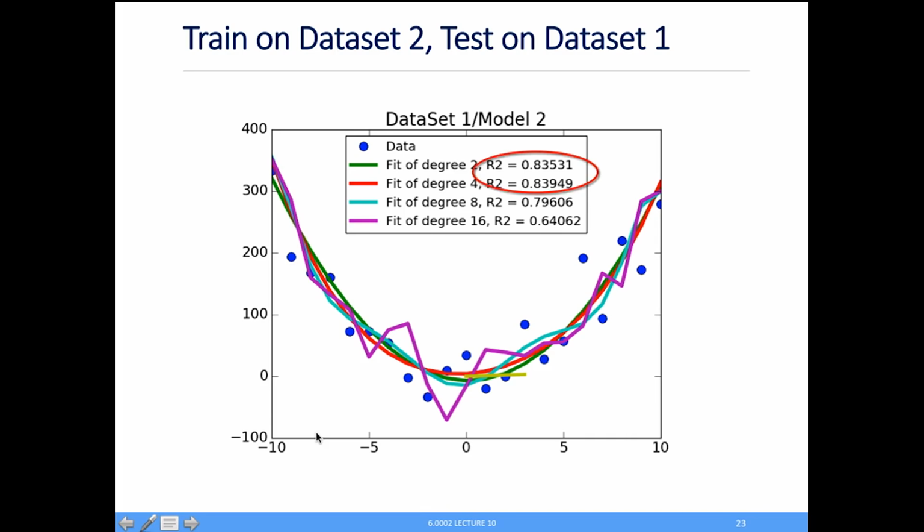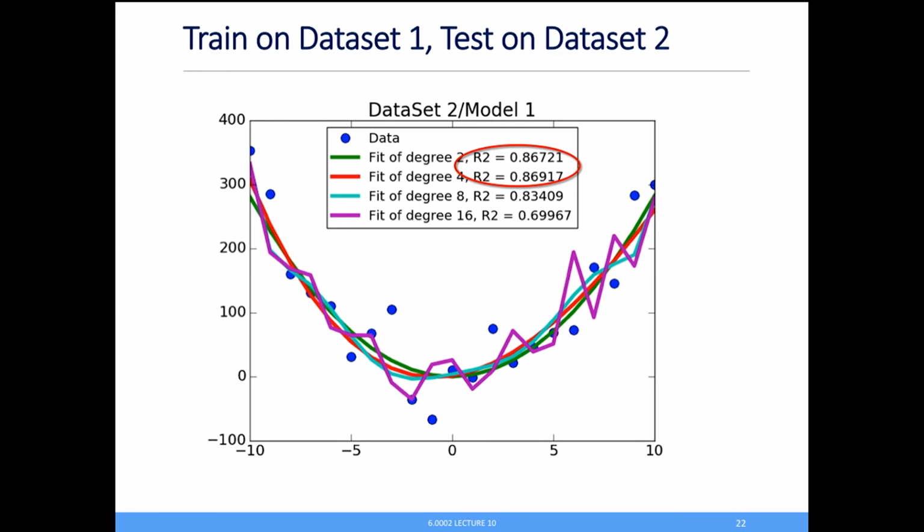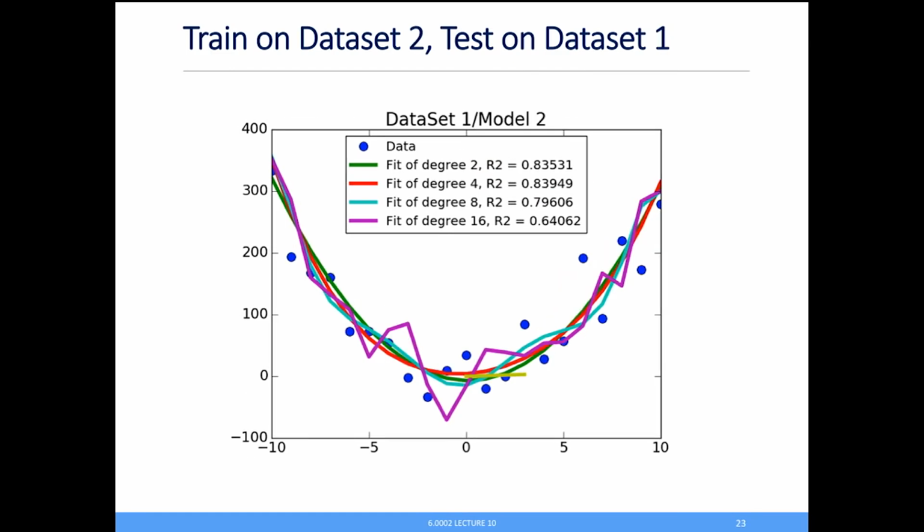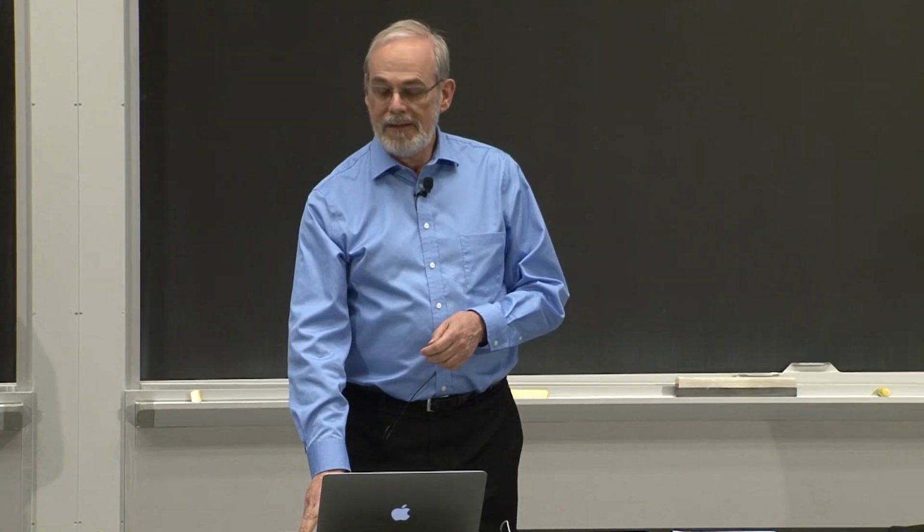Again, notice, nice fit for degree 2 and 4, not so good for degree 16. And just to give you a sense of this, I'm going to go back. There is the model in one case. There is the model in the other case. You can see the model that accounts for variation in one doesn't account for the variation in the other when I look at an order 16 fit.